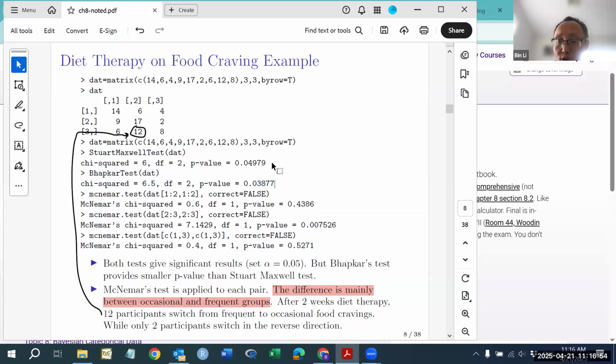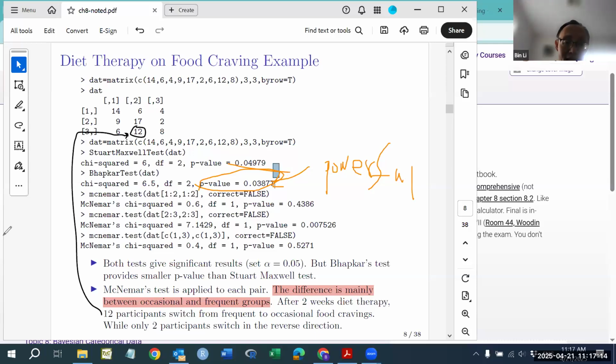So which one has more significant results? Of course, you can see it's the Bowker test. So that's why this one has more power. It is more powerful than the generalized McNemar test.